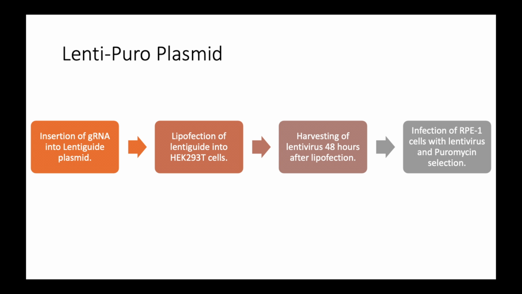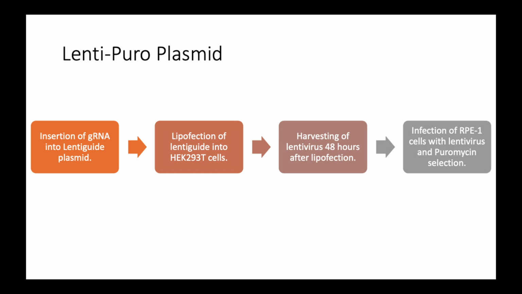A lentipuroplasmid is a plasmid that provides a cell with resistance against the antibiotic puromycin, and it also contains a DNA sequence for the production of lentiviruses. The gRNAs from SSODN were inserted into a lentiguide puroplasmid. This plasmid was then inserted into an HEK293 T cell with the process of lipofection, wherein the gRNA sequence is surrounded by lipids so it can diffuse across the plasma membrane of a cell.